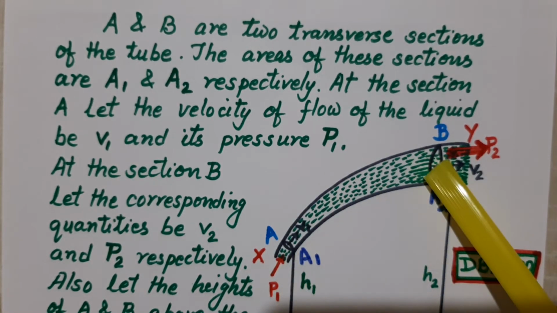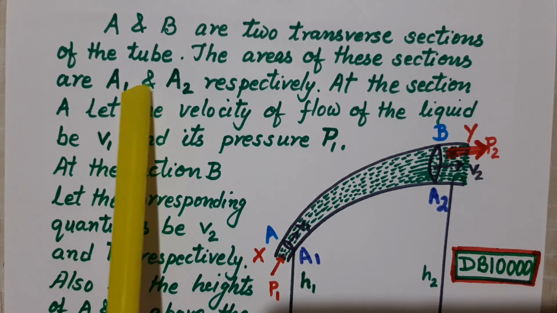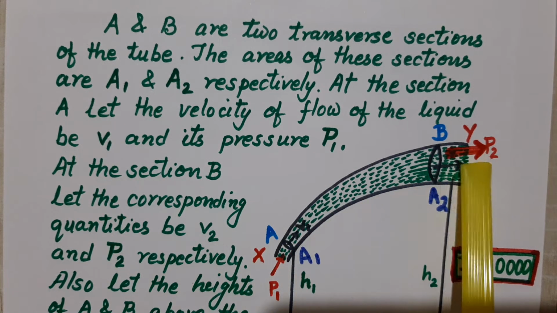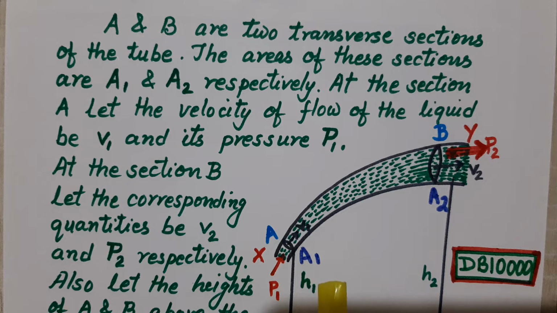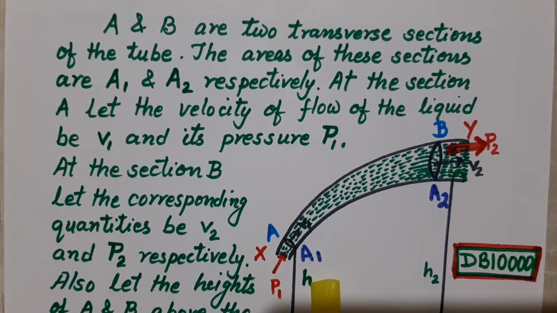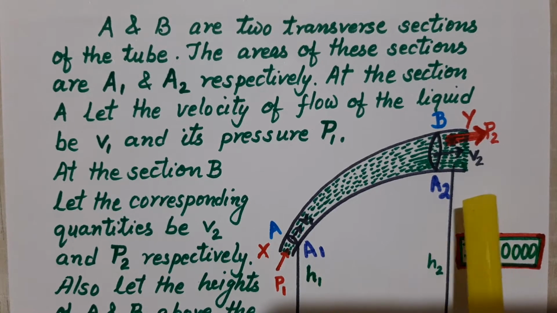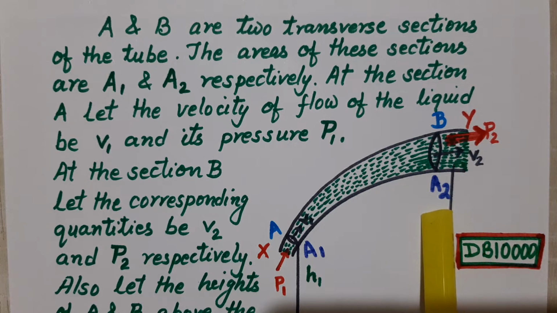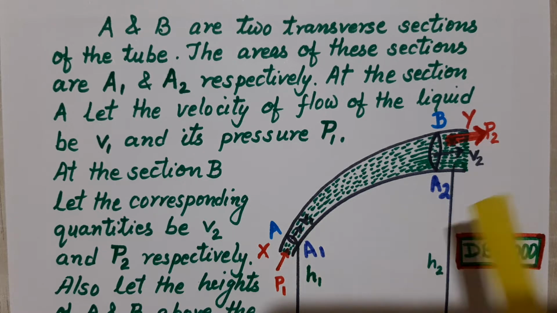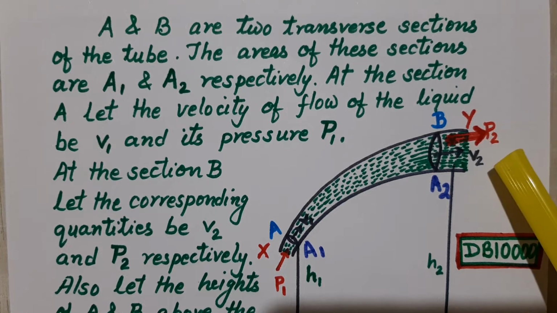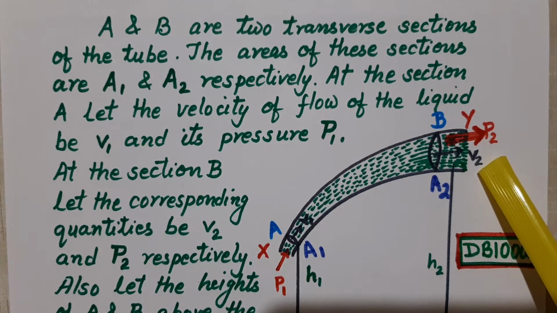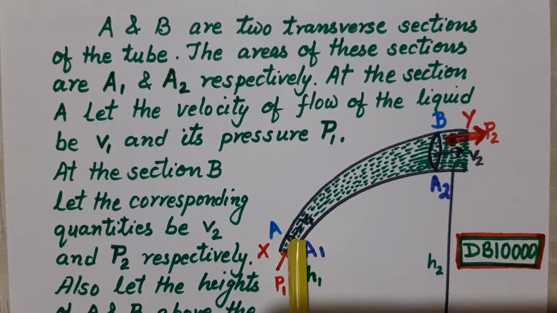In this tube, non-viscous and incompressible liquid is flowing. Here the cross-sectional area is A1. Here the cross-sectional area is A2. Here pressure is P1, velocity is V1. Here pressure is P2, velocity is V2. At this point A, height is H1, and here height is H2.